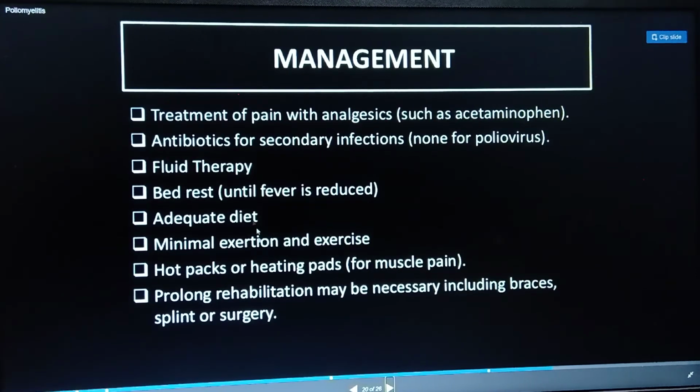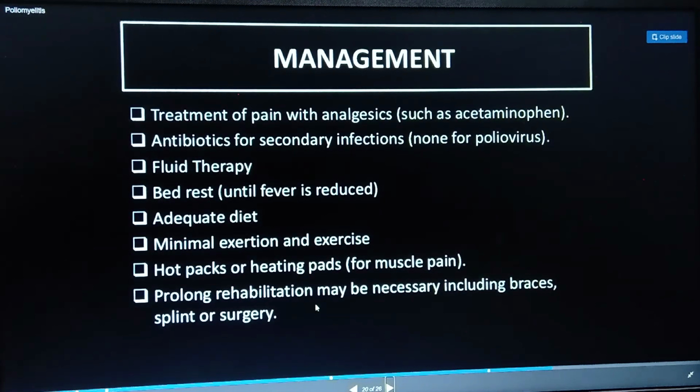And adequate diet and minimal exertion and exercises you have to give. And for the muscle pains, you have to give hot packs or heating pads. And prolonged rehabilitation is necessary, like braces, slings and surgeries. Okay, braces are nothing else but support for walking.